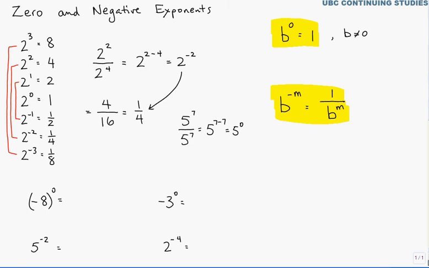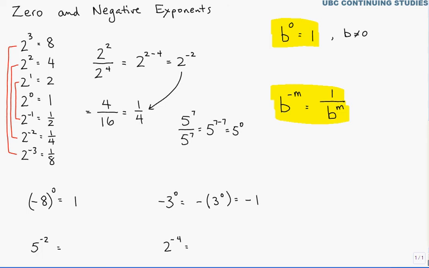Negative 8 to the power of 0. The base is negative 8. Doesn't matter as long as it's not 0. Anything to the power of 0 is 1. Now, the second one, negative 3 to the power of 0. This is a bit of a trick question, because remember, what is the 0 exponent acting on? It's only acting on the 3. So we have 3 to the power 0, which is 1, and then we've got that negative sign stuck in front of it. Because of order of operations, this actually becomes negative 3 to the power 0, which is negative 1. Be very, very careful if you come across something like this.